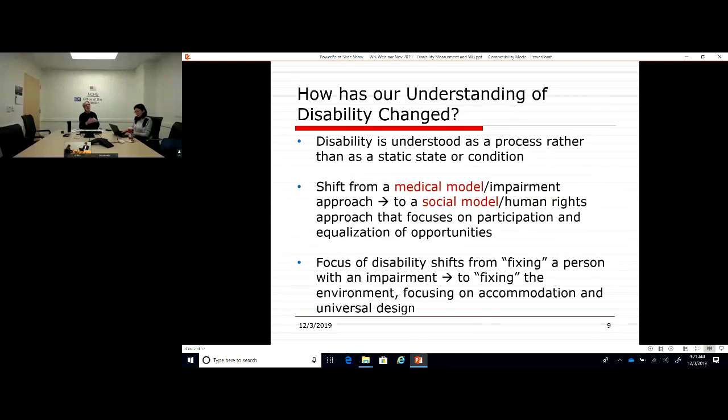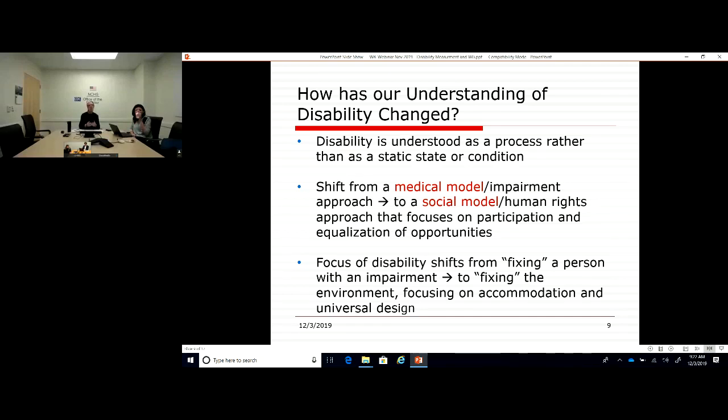So I want to just mention how our understanding of disability has changed from decades ago when we were looking at a social model of disability to the current situation today. And there's a few things that I want to just point out. One is that disability is understood as a process rather than a static state or a condition. What that means is that a yes-no response to a question doesn't really capture the fullness or the breadth of disability in a population. And while your disability, your impairment may not change, your ability to function in society can change as environments are adapted.